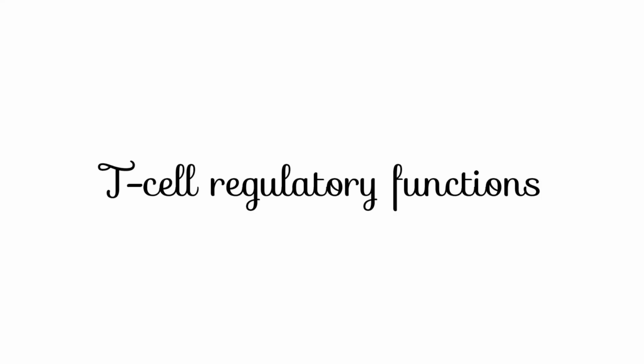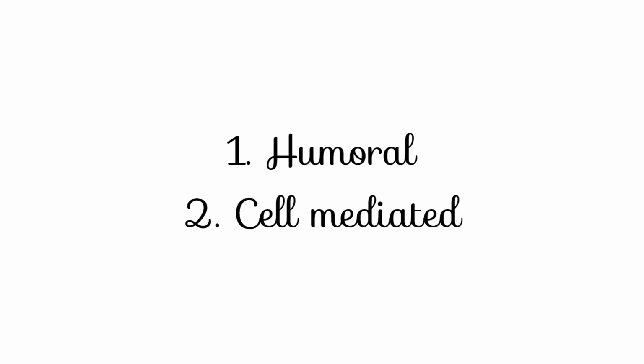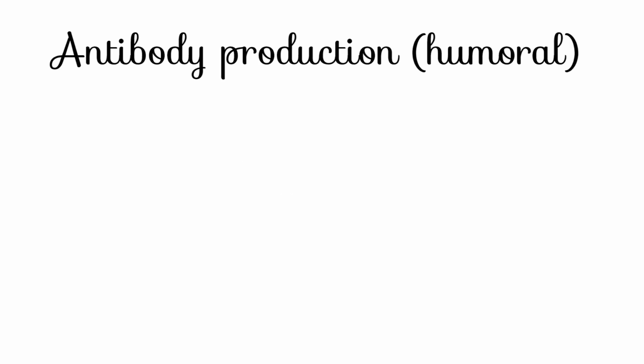In this video, we are going to talk about the regulatory function of the T cells. So the acquired immunity consists of two arms. One is the humoral immunity, which includes the production of antibodies, and second is the cell-mediated arm of the immune system. In antibody production, T cells are regulating the function of the B cells.